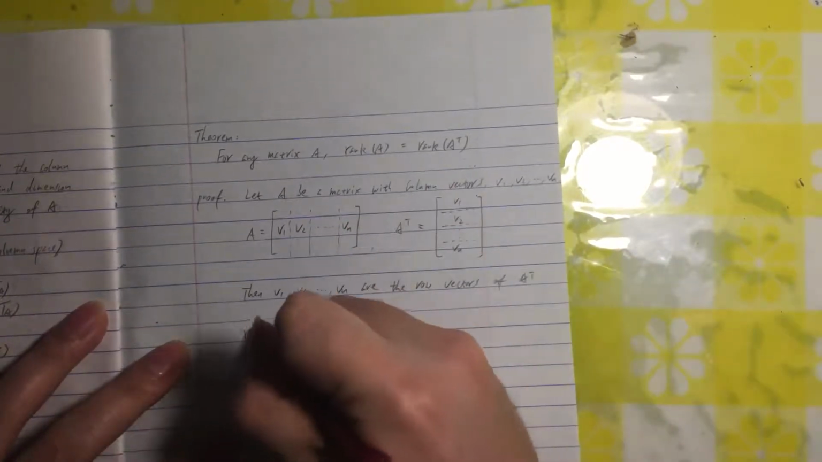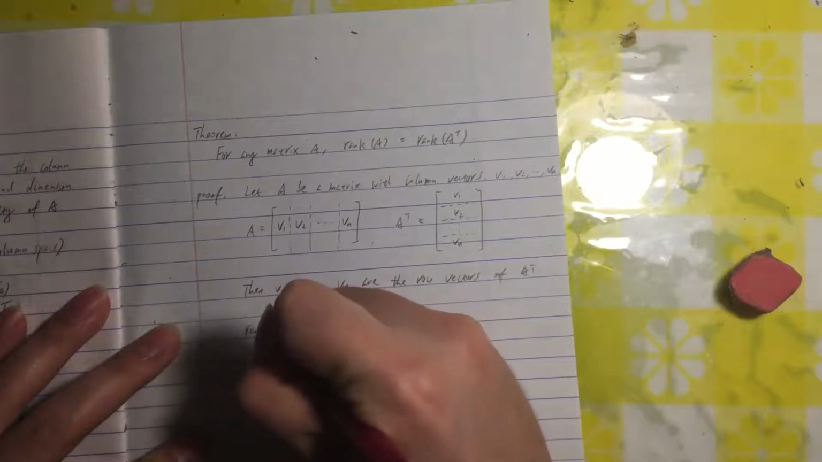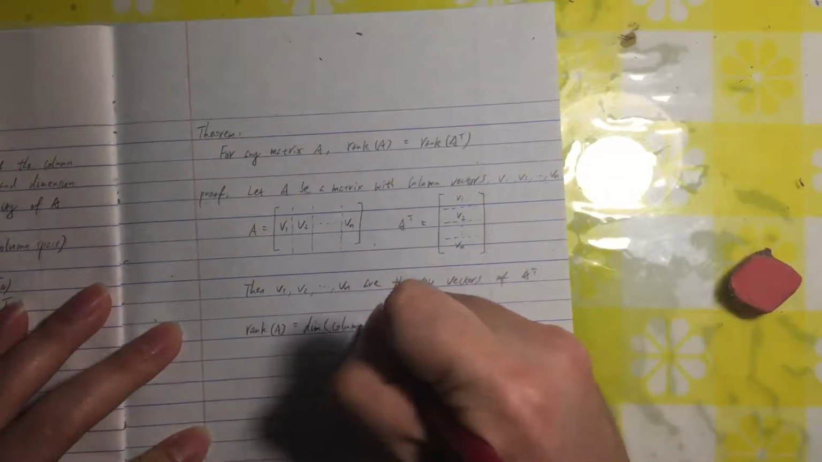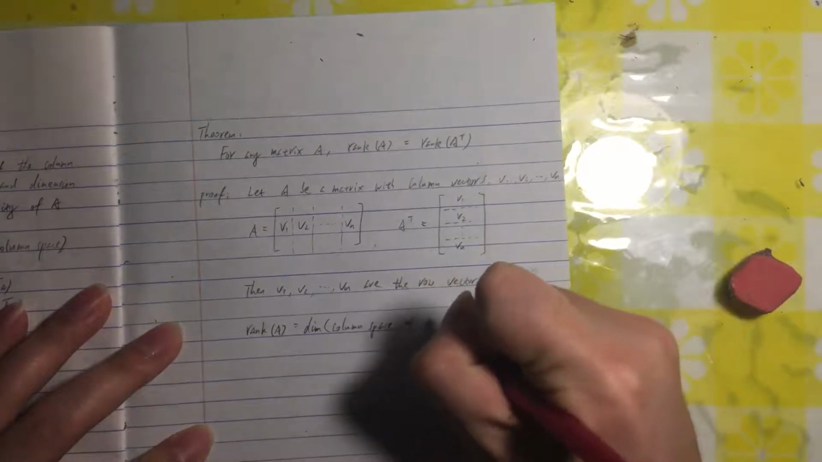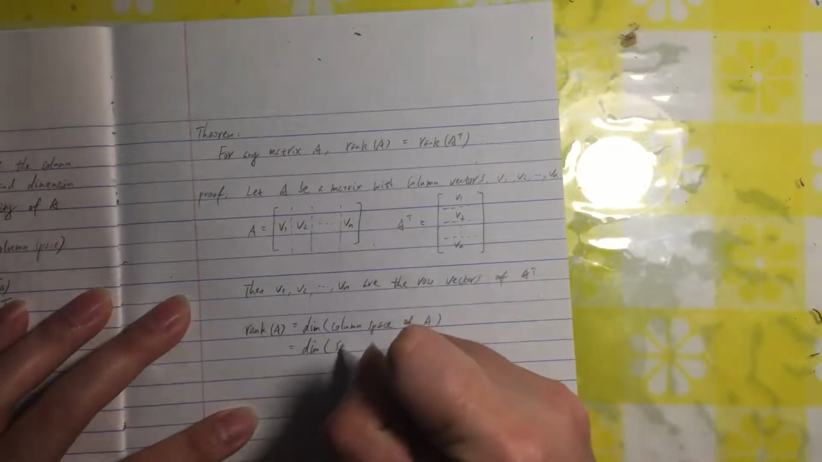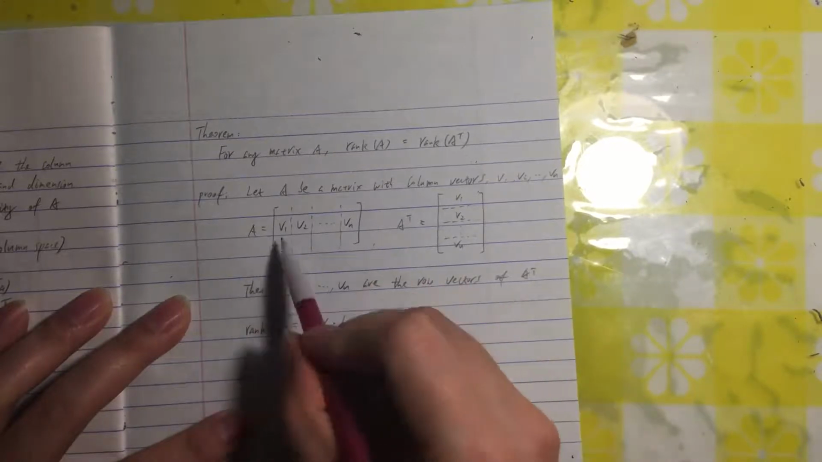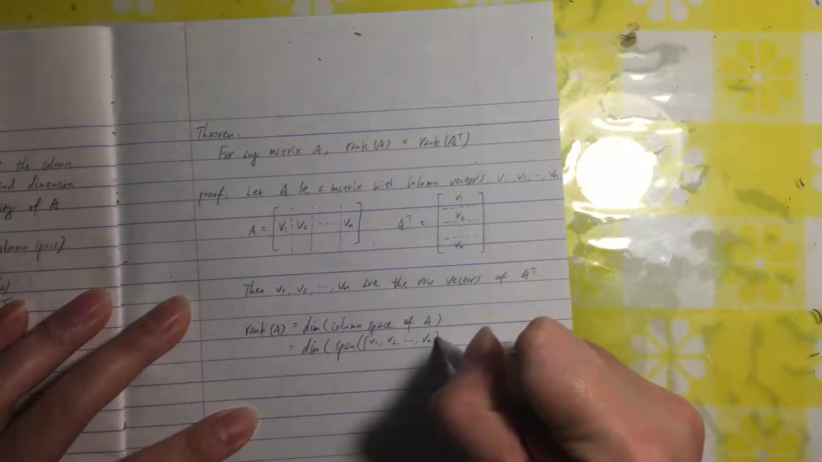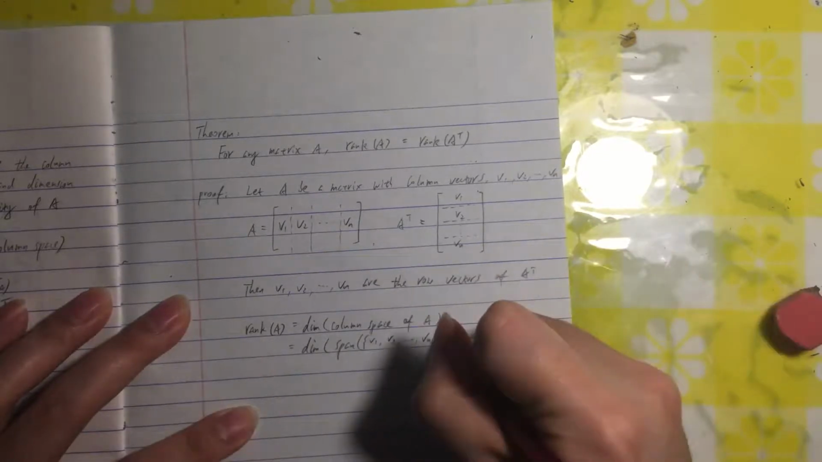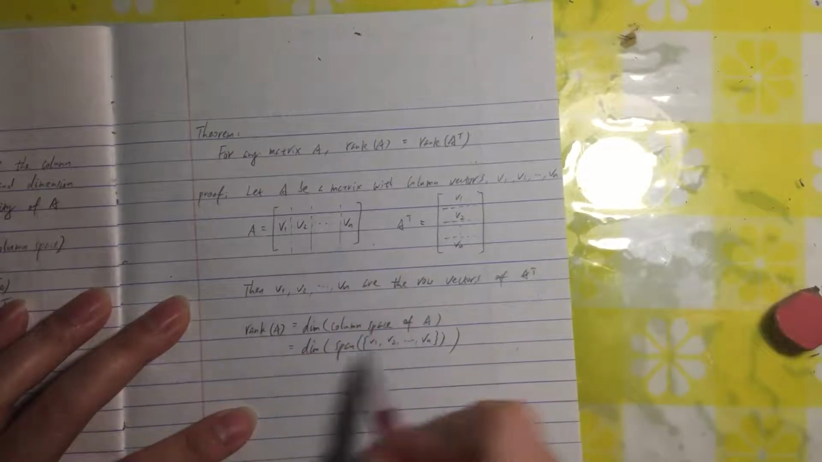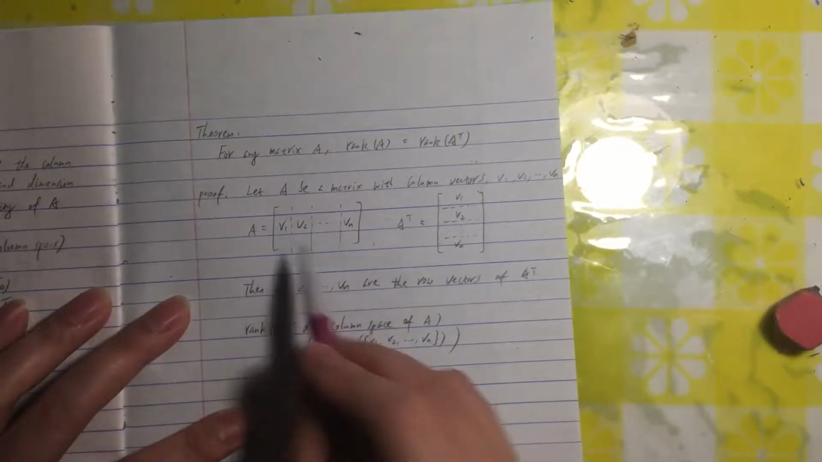We know that the rank of A is the dimension of the column space of A, which is the same as the dimension of the span of the column vectors. The column vectors in A are V1, V2, Vn. The column space is the span of the column vectors V1, V2, Vn. So the rank of A is the dimension of the span of these column vectors V1, V2, Vn.